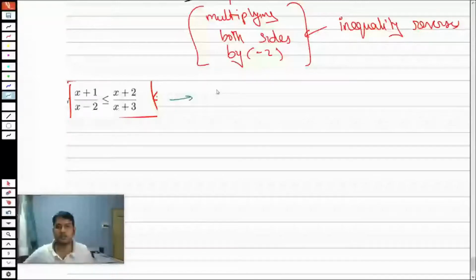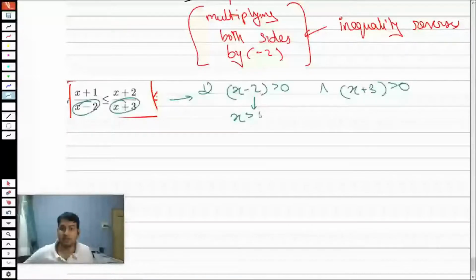So you need to make cases here. The cases is both these things are positive, both these things are negative. Okay, so case one is x minus 2 is positive and x plus 3 is also positive. Okay, so what is that case? So that case, see, x minus 2 is positive means that x is greater than 2 and x plus 3 is positive is x is greater than minus 3. So x must be greater than 2 and x must be greater than minus 3.